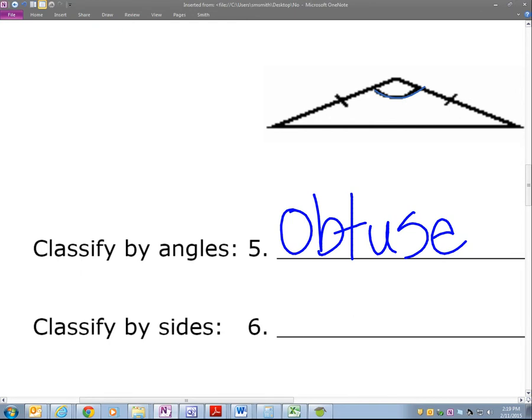2. And what is it called when there's 2 of the same sides on a triangle?